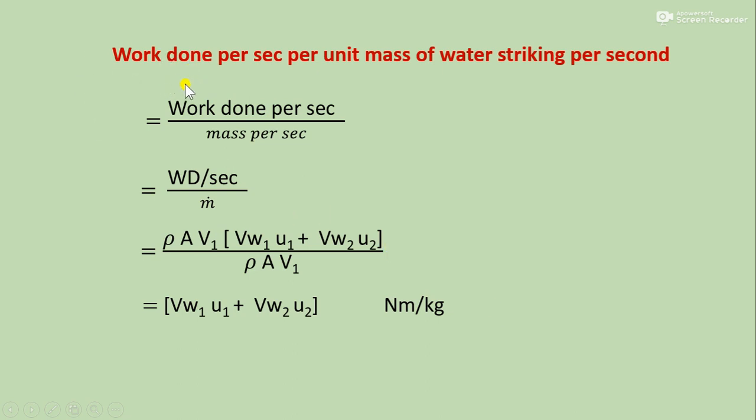Now the third way of expressing work done per second is per unit mass of water striking per second. It is the ratio of work done per second to mass per second, meaning mass flow rate. So we have the work done per second formula over the mass flow rate in the denominator. Here we observe rho a V1 is the same in numerator and denominator, so they get cancelled. The work done per second per unit mass is Vw1 u1 plus Vw2 u2, and its unit is Newton meter per kg. Per kg means per unit mass.